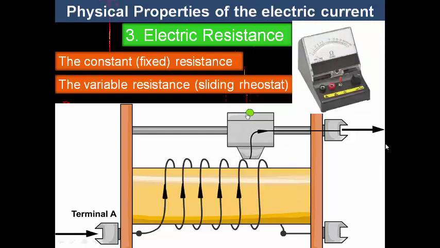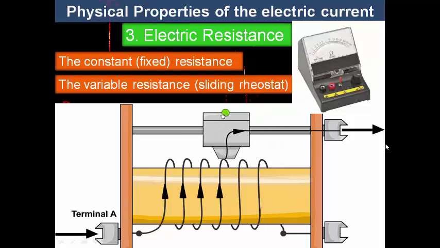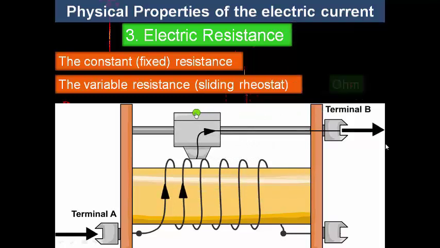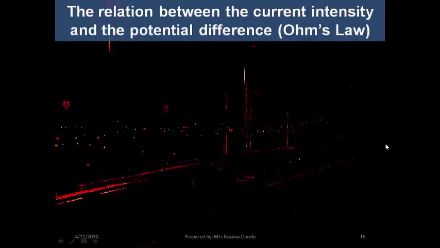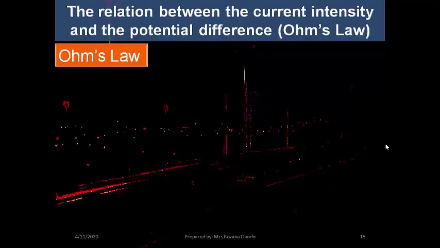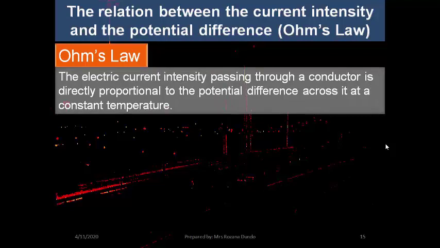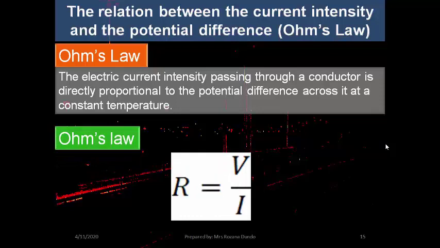The apparatus to measure the electric resistance is called an ohmmeter. The unit for the electric resistance is ohm. The relation between the current intensity and the potential difference is what we call Ohm's law. The electric current intensity passing through a conductor is directly proportional to the potential difference across it at constant temperature. So Ohm's law says that the resistance is directly proportional to the potential difference, but inversely proportional to the electric current intensity.